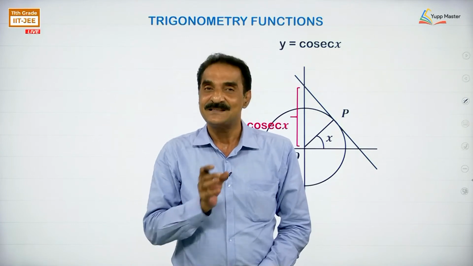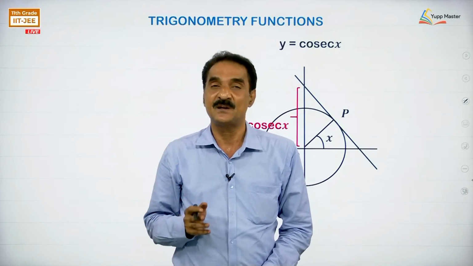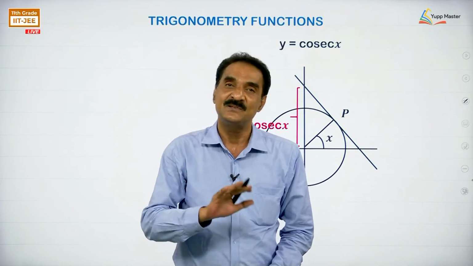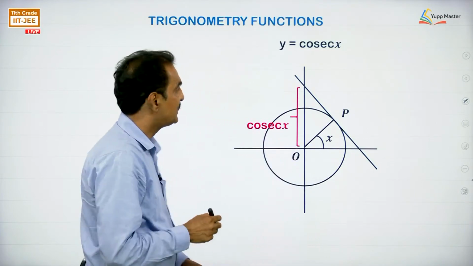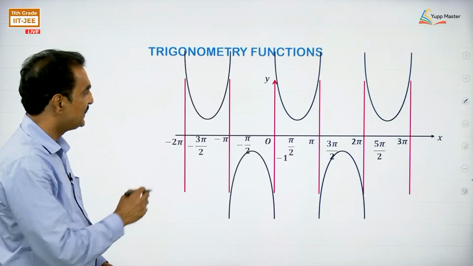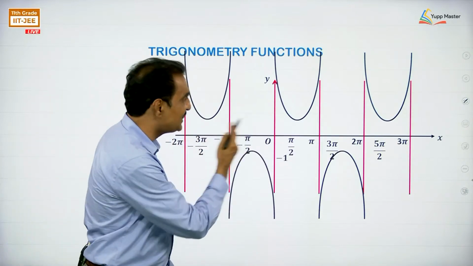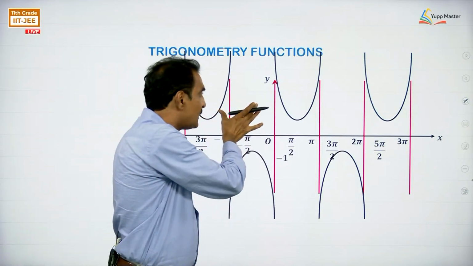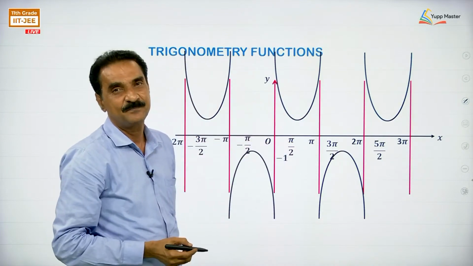That is why sin x and cos x are called co-trigonometric functions, tan x and cot x are called co-trigonometric functions, secant x and cosecant x are co-trigonometric functions. So, the graph of cosecant x will be like this. It is same as secant x, just a positional difference. If you move the graph of secant x by pi by 2 units to the right, it becomes cosecant x.